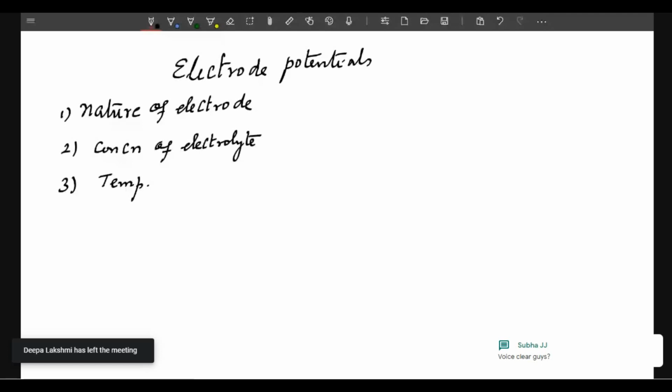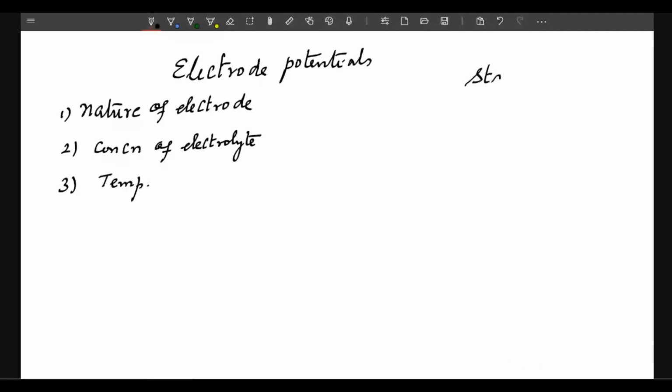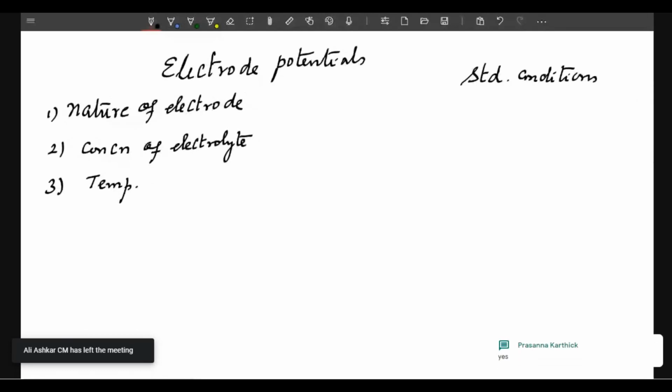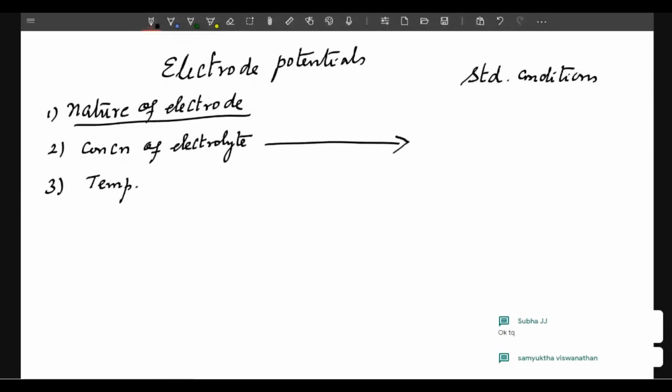It is customary to introduce a standard condition. Here we are introducing the standard conditions. What are the standard conditions? The standard conditions are implied not for the nature of the electrolyte, but for the concentration of the electrolyte. The concentration of the electrolyte is taken to be 1 molar.